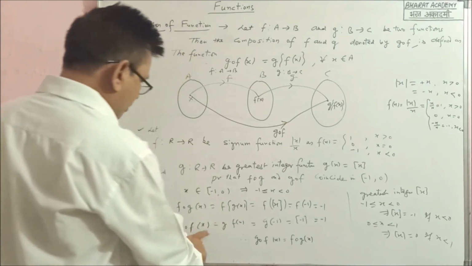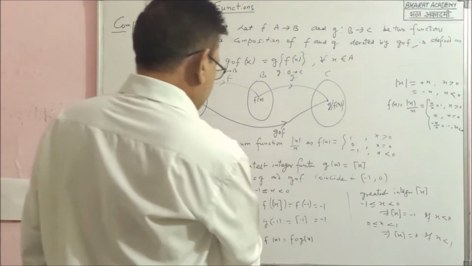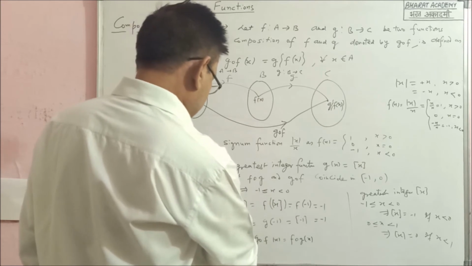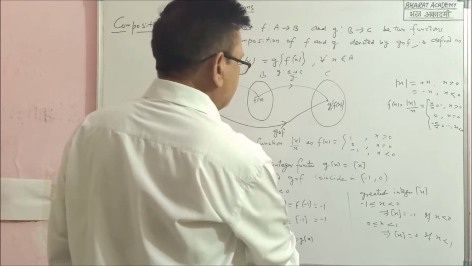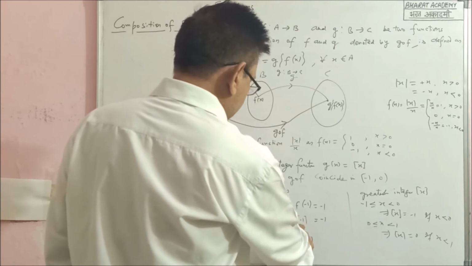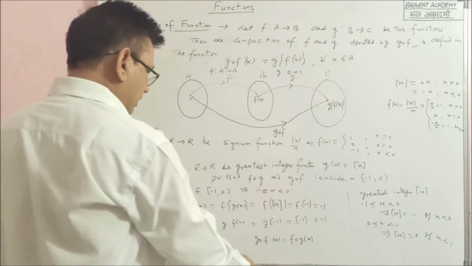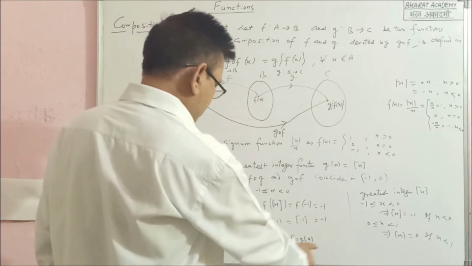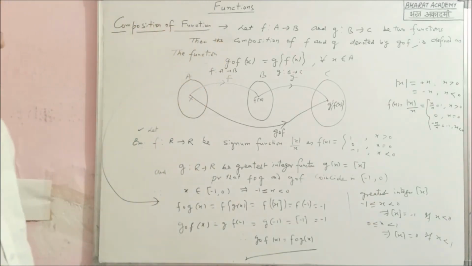Now again GOF of x, that is g(f(x)). When x is lying between minus 1 and 0, f(x) is minus 1. Then g of minus 1, the greatest integer of minus 1, will be minus 1. So in this case FOG of x is minus 1 and GOF of x is minus 1. Both are the same. It means both coincide in this interval minus 1 to 0.